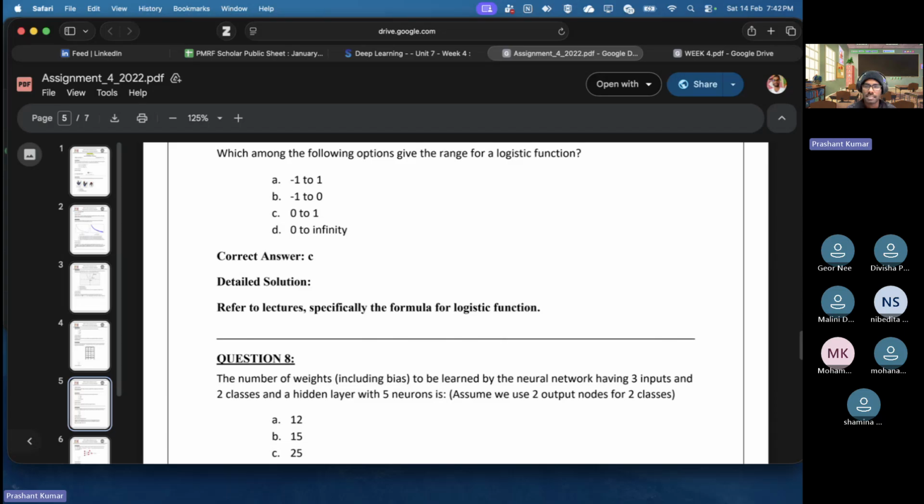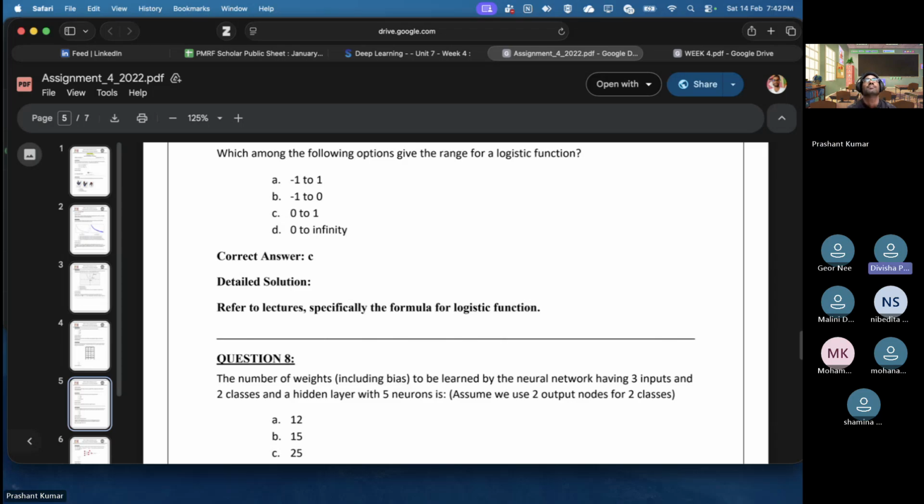So let's say you have 3 inputs and 1 bias, so basically you have 4 inputs, and the 4 inputs are given to 5 neurons. So you have 5 times 4, 20 weights. Then you have 5 neurons and 2 classes as output, so 5 times 2 is basically 10, and then you have 1 bias, right? Am I correct?